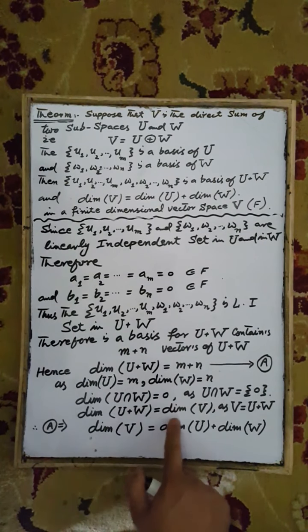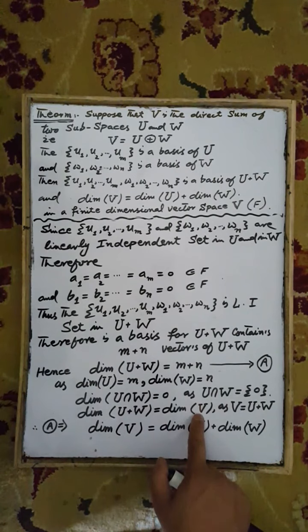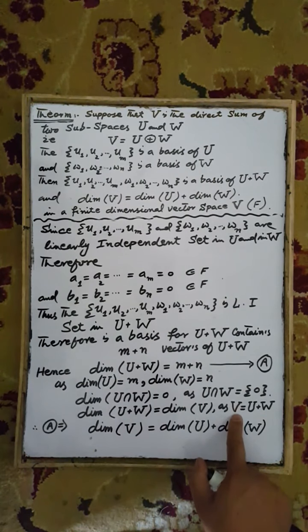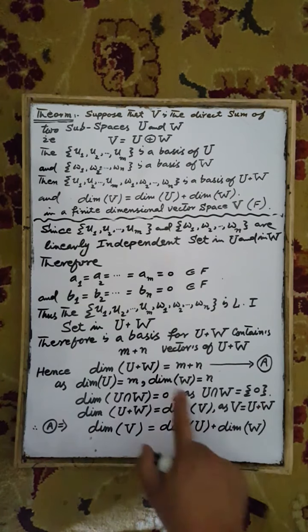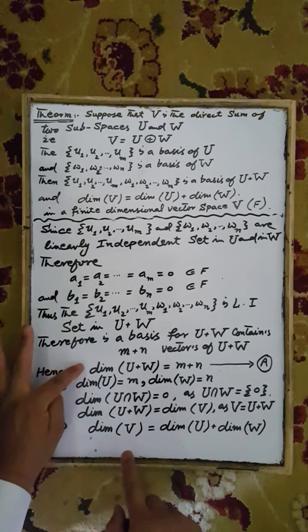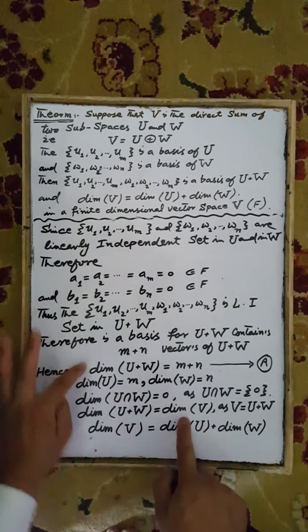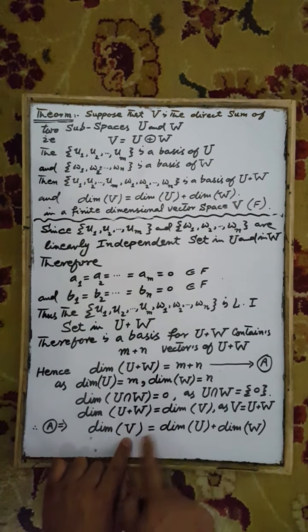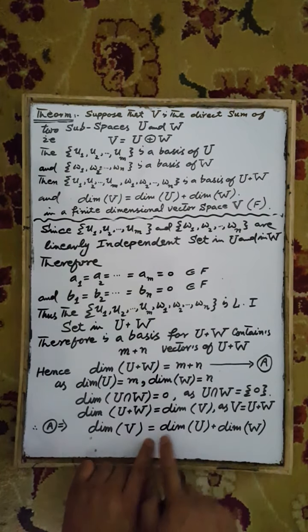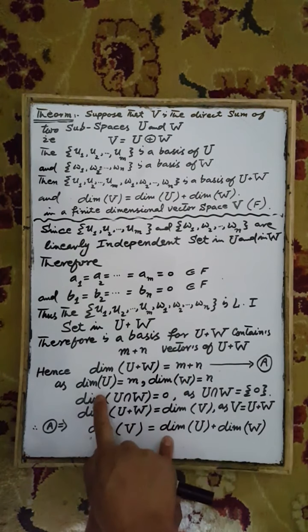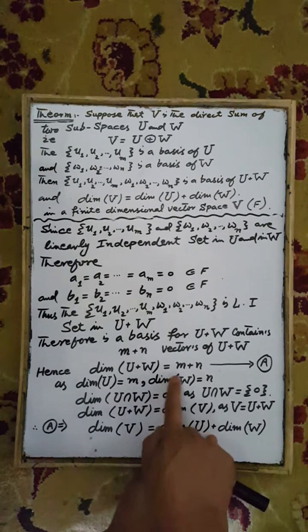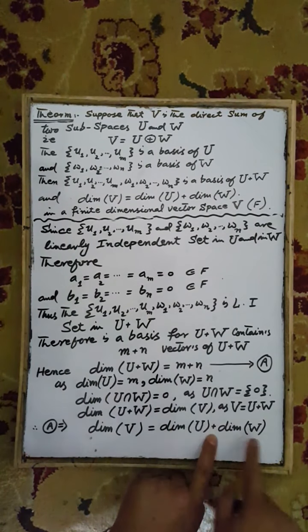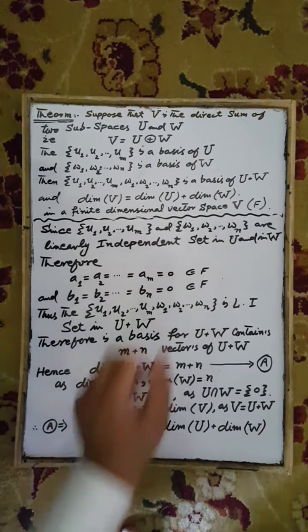Therefore the dimension of u plus w is equal to the dimension of the vector space v, as the vector space v is equal to the sum of the subspaces u and w. Therefore equation number a implies that the dimension of u plus w is equal to the dimension of v. Substituting, the dimension of v is equal to m, the dimension of the subspace u, plus n, the dimension of w, which is our required result.